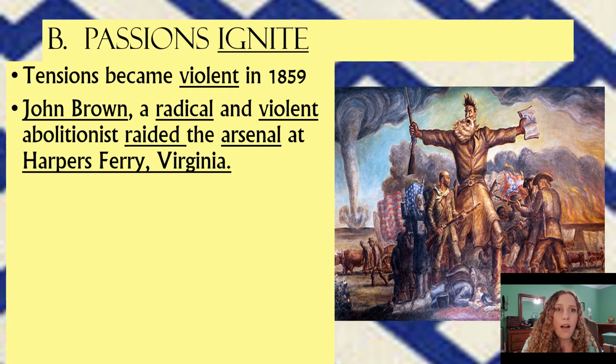Now, John Brown was an extreme abolitionist, radical, violent, but unlike your Garrisons and your Frederick Douglasses and those kind of people who would make speeches and publish papers and give talks, John Brown is someone who is incredibly religious, who believes that God has called him to end slavery and that he should use violence if he has to.